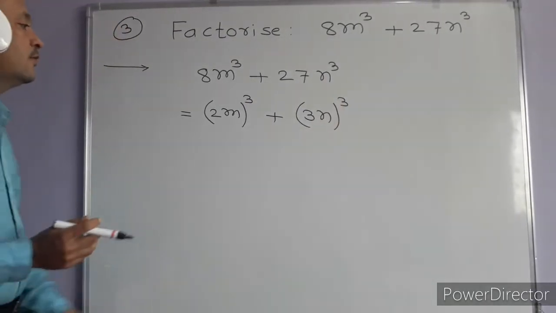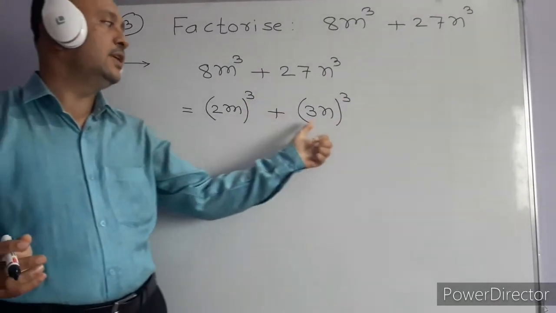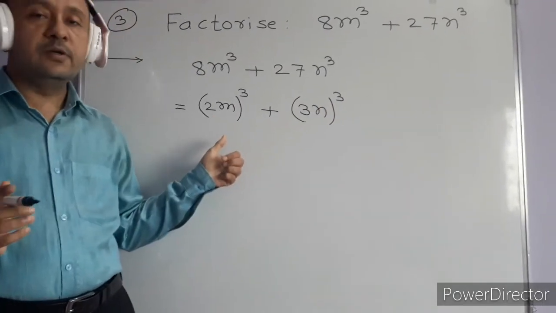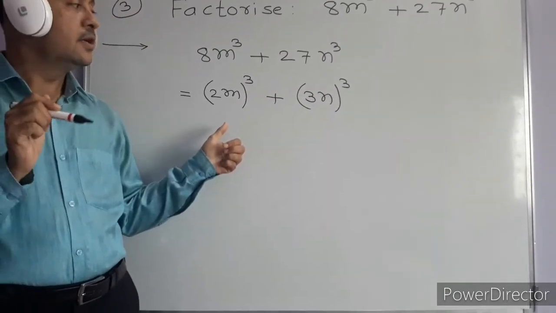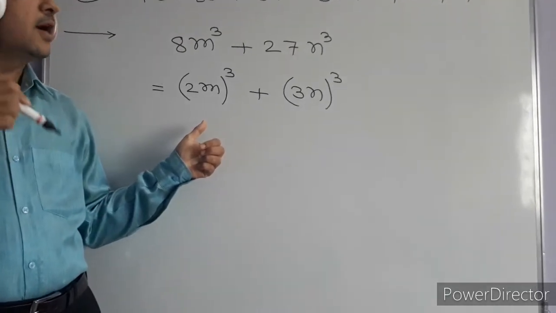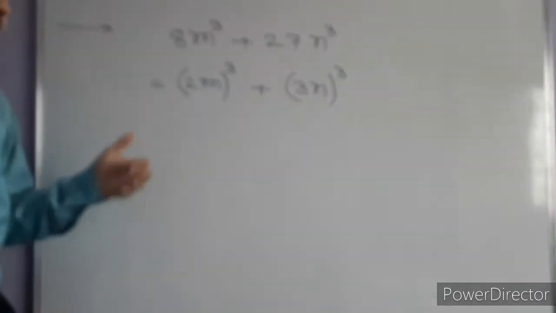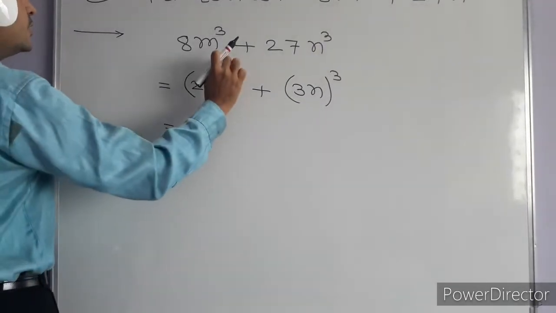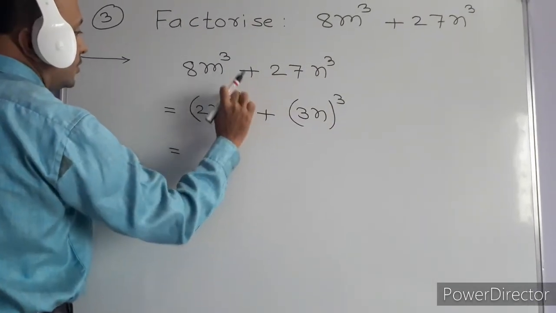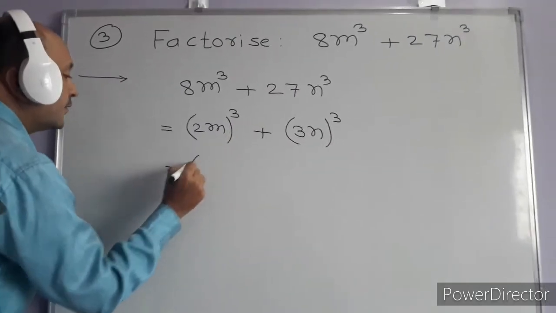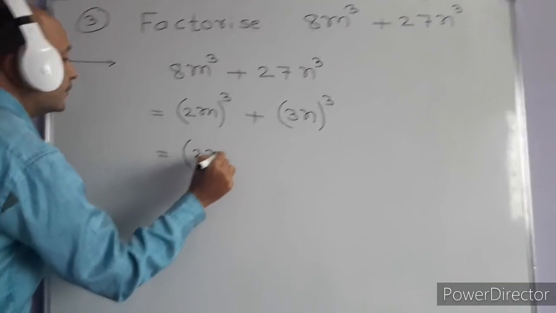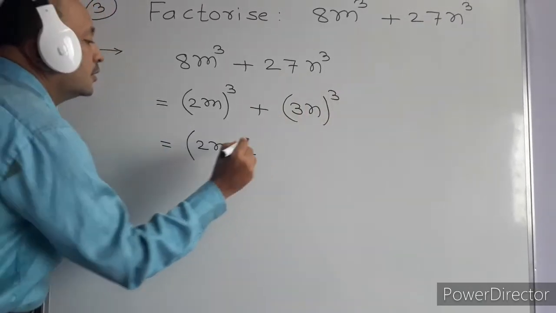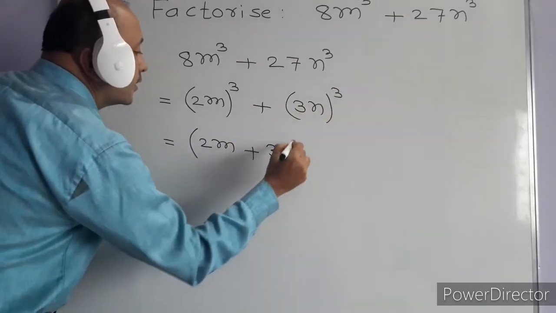So let us recall the formula a cube plus b cube, and the identity is a cube plus b cube is equal to first bracket (a plus b), second bracket (a square minus ab plus b square). So let us use that identity here. So first remove the cubes. If you remove the cube from here, the first bracket remain 2m, then plus sign as it is. Remove this cube, then here remains 3n.